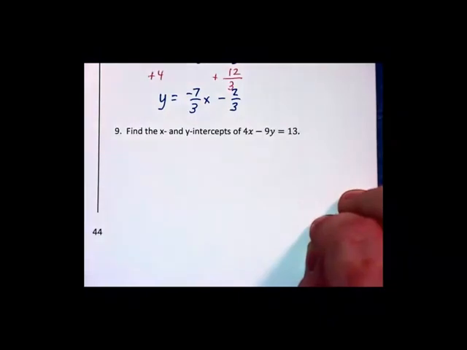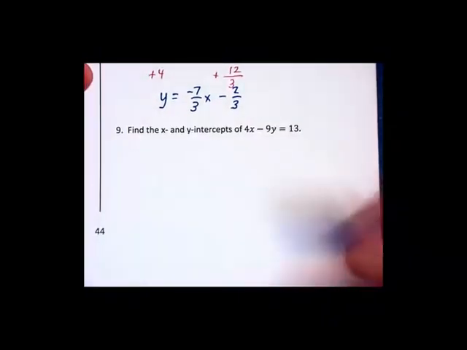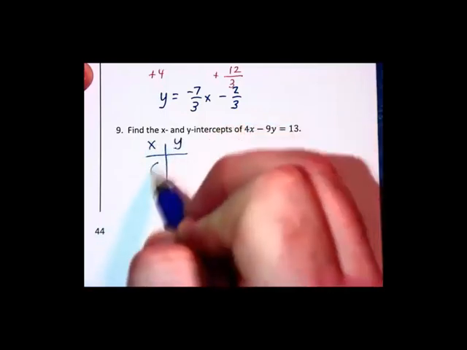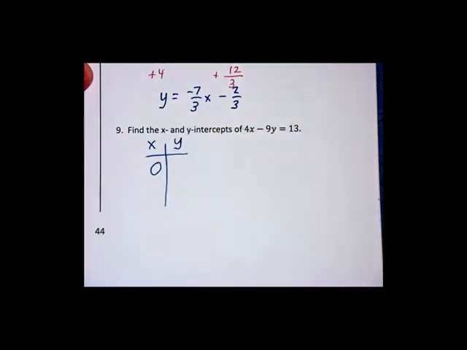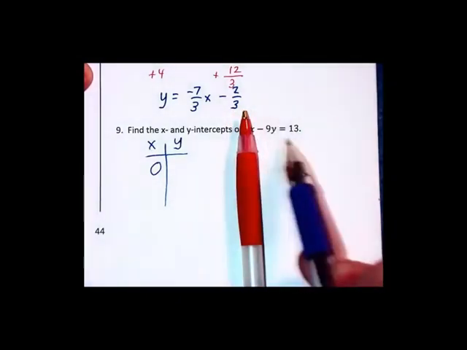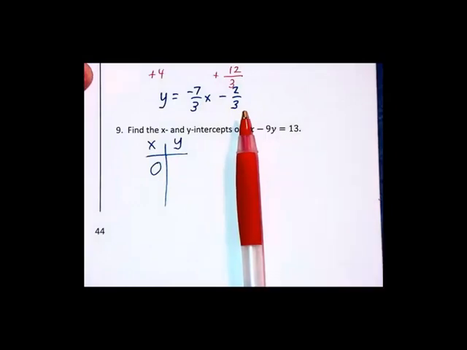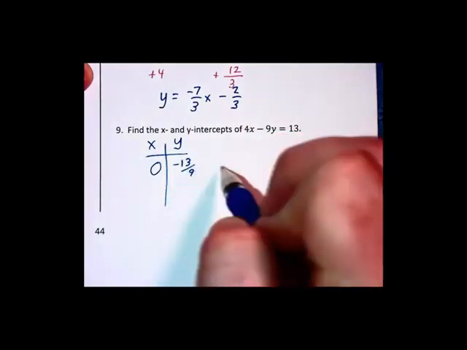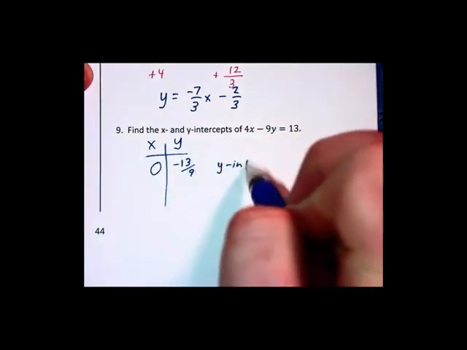Problem number 9 here, we want to find the x and y intercepts. That's basically what we're doing when we graph using intercepts. So I'm going to do the same thing here. If I let x be 0, basically I don't have that 4x there anymore. I just have negative 9y equals 13. So dividing by negative 9 on both sides gives us negative 13/9. And that right there is the y-intercept.